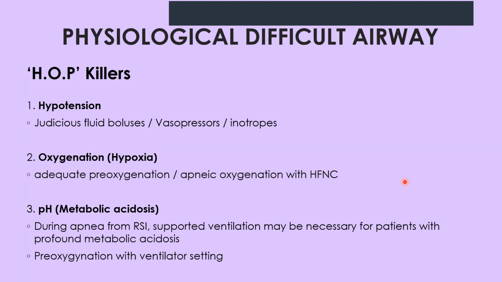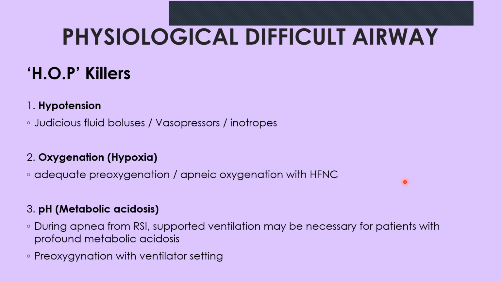So we call it as HOTKILLERS, which consists of hypotension, oxygenation, patient with hypoxia, and also pH, patient with metabolic acidosis. So what do we do? We have to optimize this patient before we intubate. So for hypotension, we give fluid or start inotropes. Oxygenation, give adequate pre-oxygenation or apneic oxygenation.